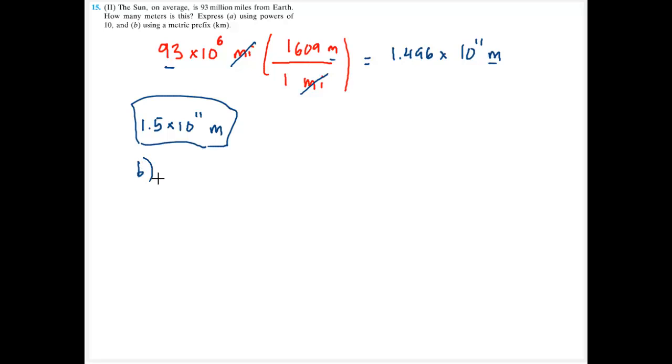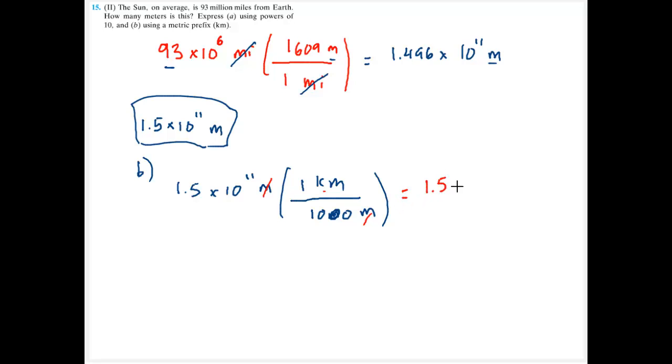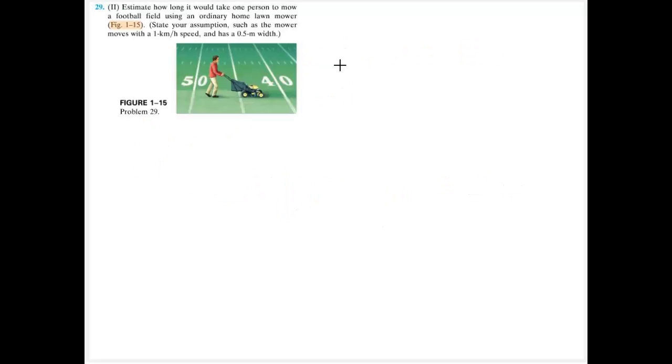Now for part B, it wants me to express that in kilometers, so I have my 1.5 times 10 to the 11th meters. I know that 1 kilometer is going to be 1,000 meters, so I go ahead and multiply this guy out. I'm going to cancel out my unit of meters, and be left with units of kilometers. Essentially I'm dividing by 1,000, and I get 1.5 times 10 to the 8th kilometers.